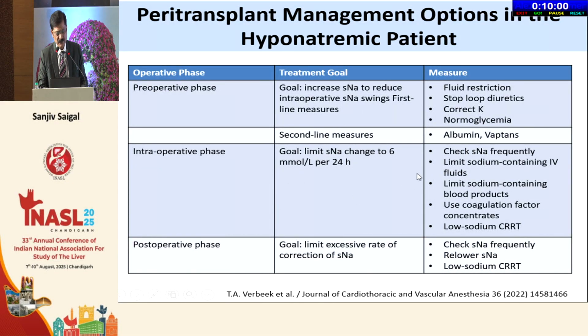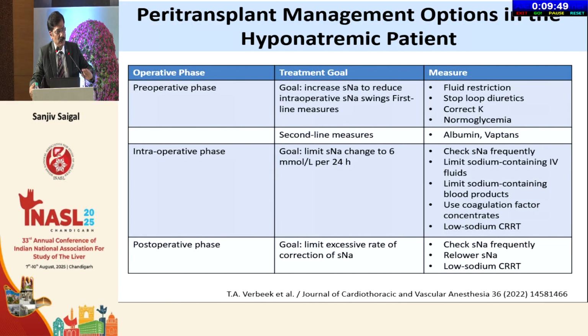Intraoperatively, my surgeons are very good in this, and the anesthetist who works in our team, and earlier Dr. Vora was in Medanta, I've seen them, they're very, very good in not allowing sodium flux of more than 6 millimoles in the entire surgery of 12 to 16 hours. So that is very important. And don't have these delta changes. Limit sodium containing IV fluids, limit sodium containing blood products, see what you use for your clotting correction, and if needed, do a low sodium CRRT. We do all these as per the situation.